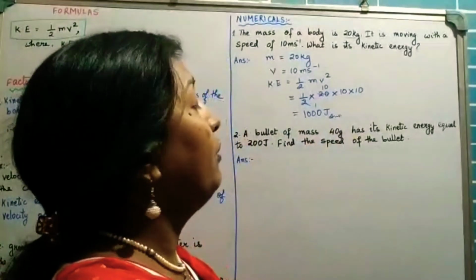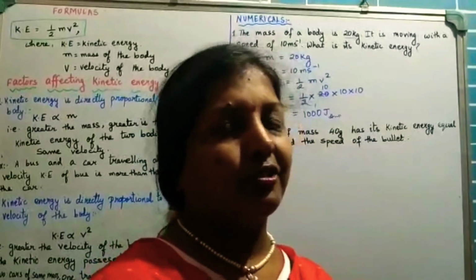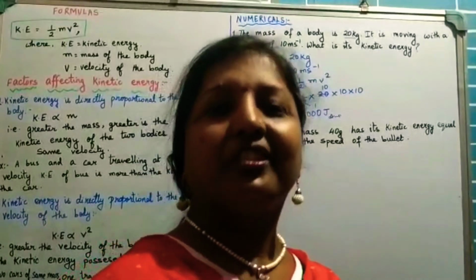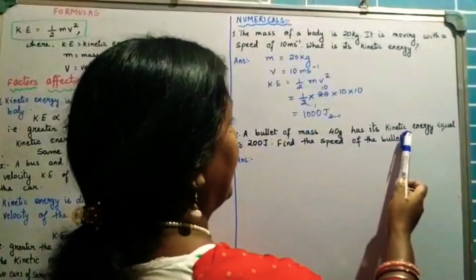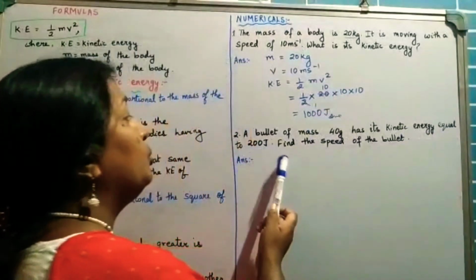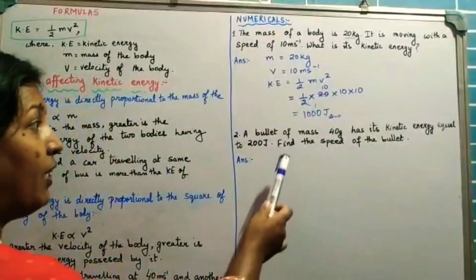Well, congratulations to all those who could do the numerical correctly before. A bullet of mass 40 gram has its kinetic energy equal to 200 joule. Find the speed of the bullet.